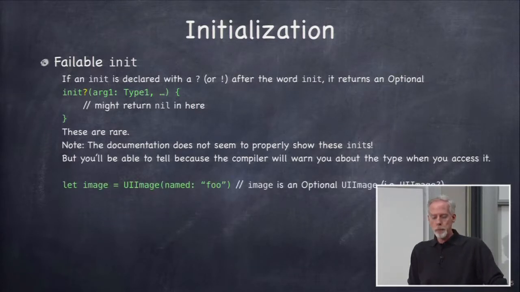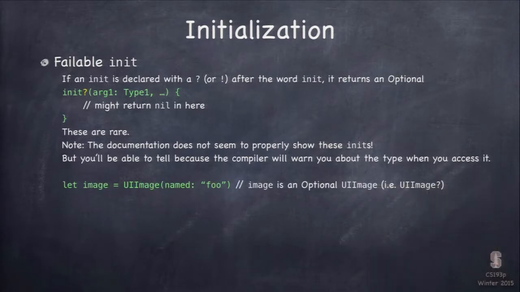So let's look at an example of this. So UIImage, okay? It's a class in UIKit. And it returns an image. And you can ask for an image by its name. But of course, that image named that might not be anywhere in your project. So this thing can return nil. So in this case right here, image equals UIImage named foo. Image is an optional UIImage, even though I'm calling an initializer there, right?